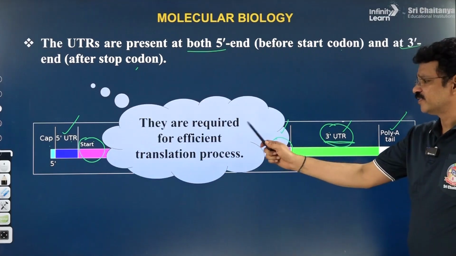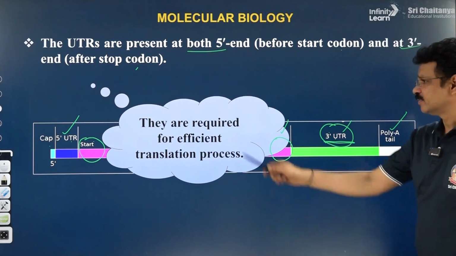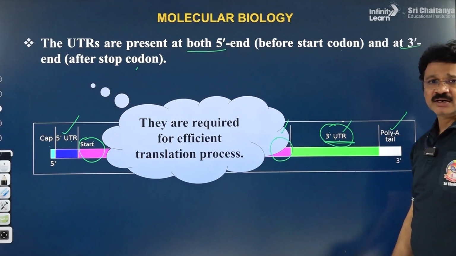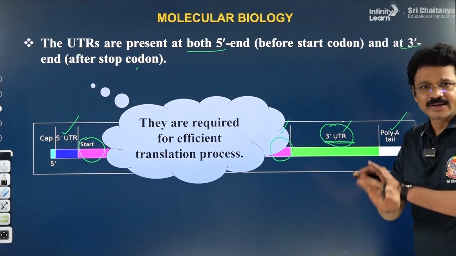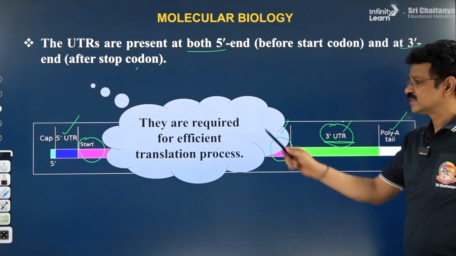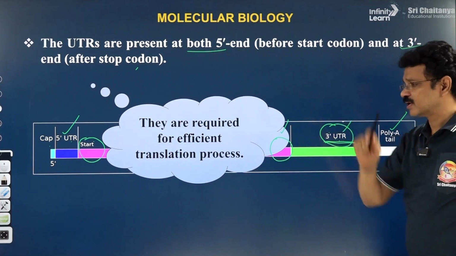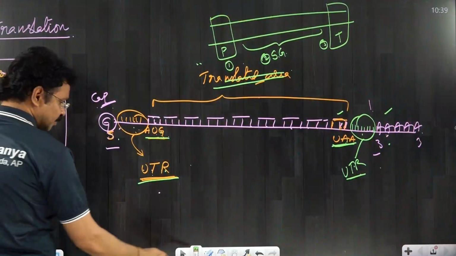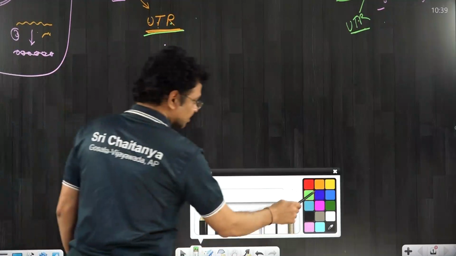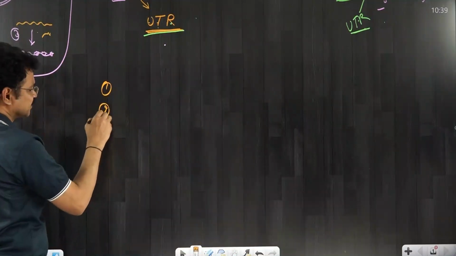They are required for an efficient translation process. What does that mean here? UTRs are untranslated areas, not directly involved in translation, but essential for an efficient way of translation. The entire translation program may be completed in 4 convenient steps.